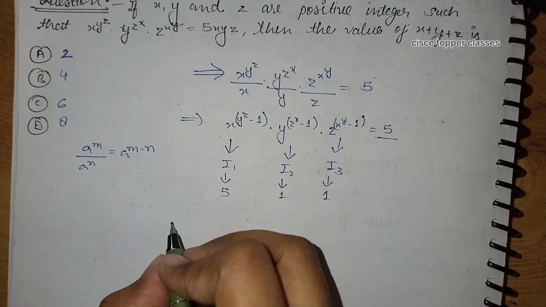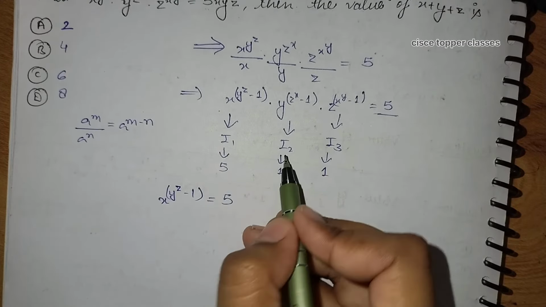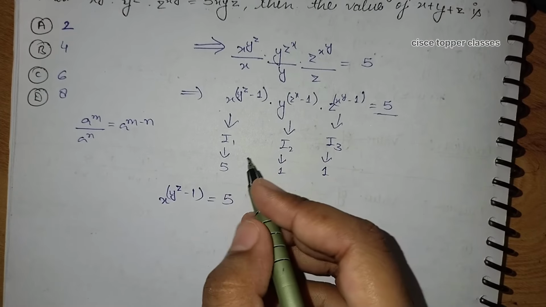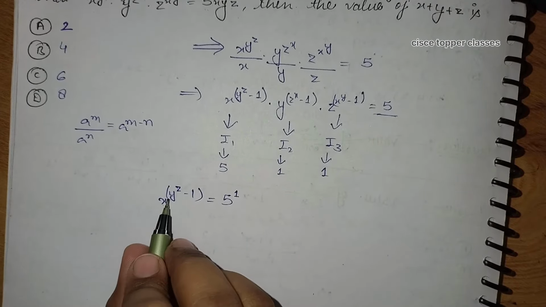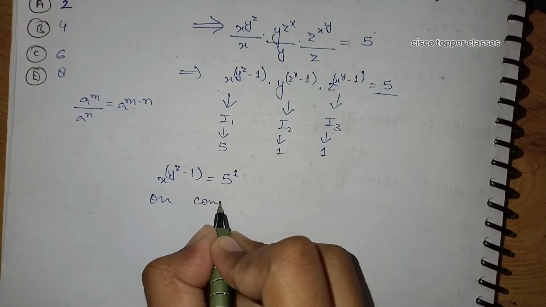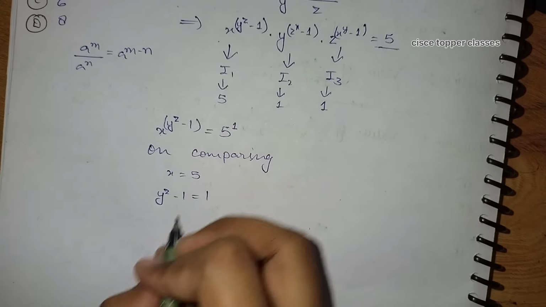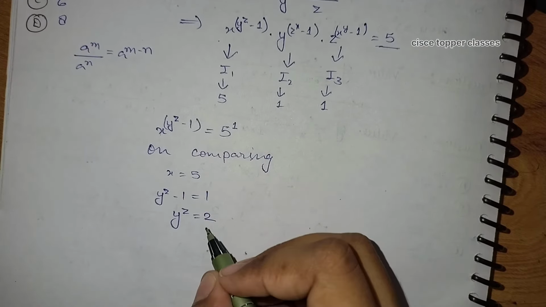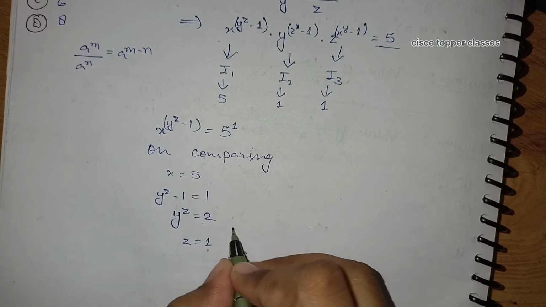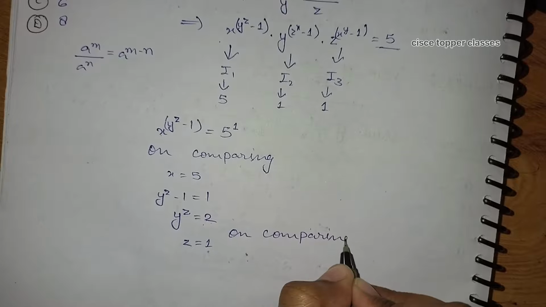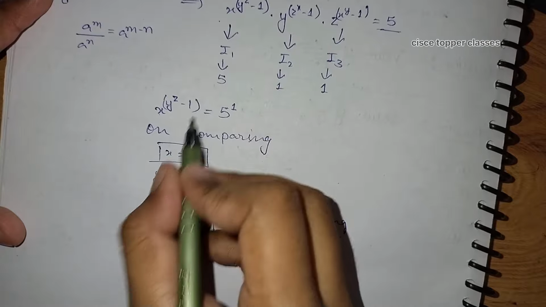So for comparison, to find the values of x, y, z, we can firstly write x^(y^z − 1) as 5, letting I1 be 5, I2 be 1 and I3 be 1, because 5 is the multiplication of 5 into 1 and 1. Hence on comparison, 5^1 equals x^(y^z − 1), so x becomes 5 and y^z − 1 equals 1, so y^z becomes 2. If y^z equals 2, then on comparing again, z^1 gives us: y is equal to 2, z is equal to 1, and x is equal to 5.